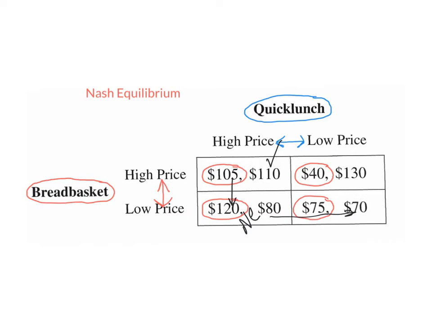So let's look at the top right-hand quadrant. Is Breadbasket stuck? No, they are not. They would move from 40 to 75, so therefore they are not stuck. Let's look at the bottom right-hand quadrant. Is Breadbasket stuck? Yes, they are, because 75 is greater than 40, so they are stuck. But let's look at Quick Lunch. Are they stuck? No, they are not, because 80 is greater than 70, therefore they would not be stuck. So, in this particular case, Nash equilibrium would occur where Breadbasket has a low price and Quick Lunch has a high price.